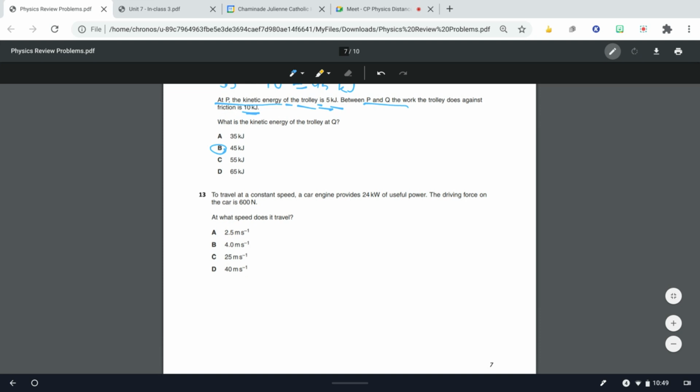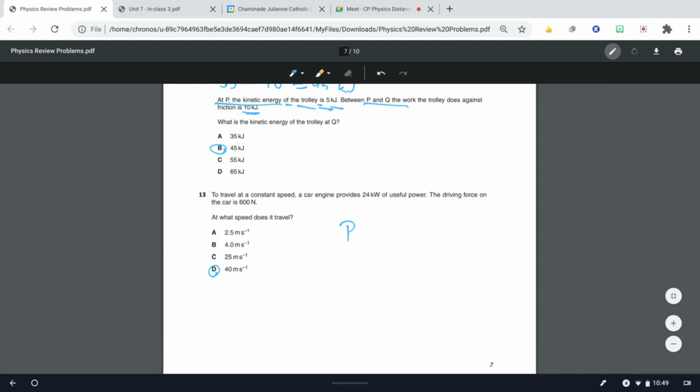What about question number 13? I said D. D is the right answer. Anyone having a different answer than this?